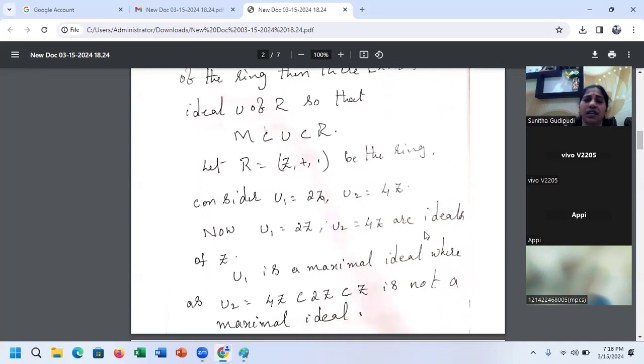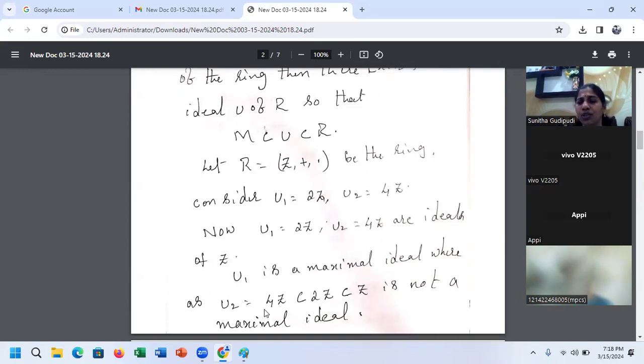Now, let us see the example. R is the ring of integers. Consider U1 as the ideal generated by 2, U2 as the ideal generated by 4. So U1 is 2Z, U2 is 4Z, we say.